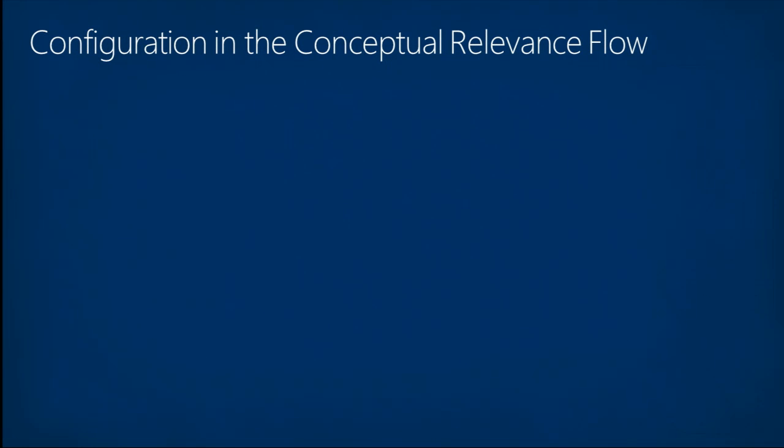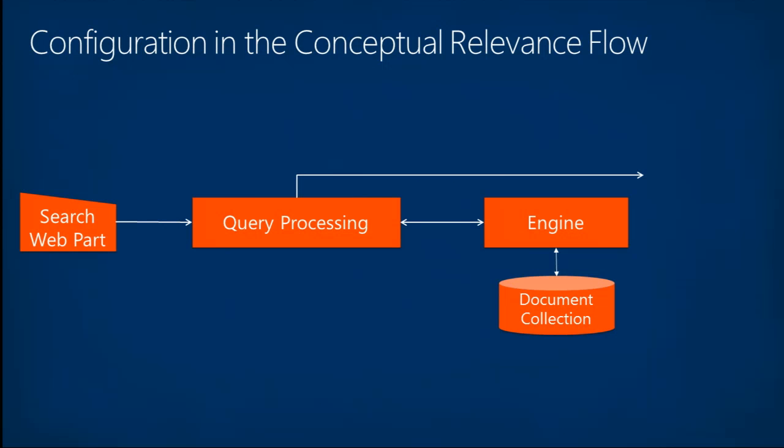Let's look at how the sort of flow for relevance works at a high level. A typical query starts off in a search web part or a CBS web part. It goes into a query processing pipeline where it's parsed and expanded. And then that query is sent to the search engine, which has already pre-indexed your documents. It gives you back results ranked by relevance, and the query processing pipeline will pass it back to the results web part or the CBS web part.